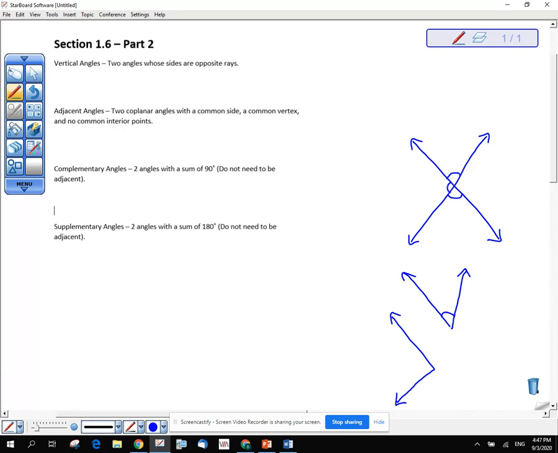To distinguish it from the first set, you'd want to use two arcs. And if there was a third set, you could use 3 arcs, and if there's a fourth set, you could use 4 arcs. Sometimes we'll also do a little tick mark on the arc too, and these are then all congruent angles.